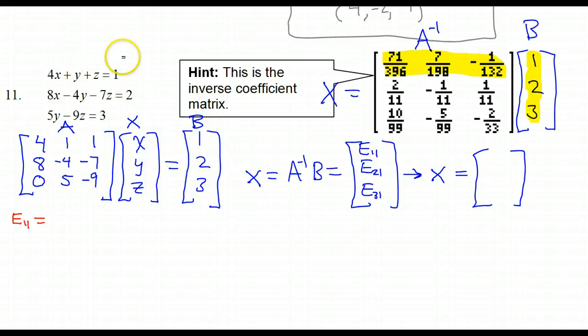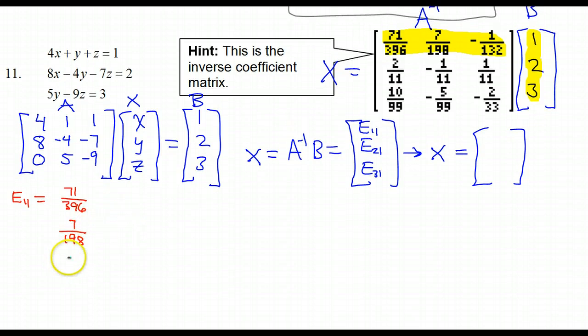So okay, there's no way around it. This is going to be a little bit ugly, but that's okay. Don't be scared. So this is going to be 71 over 396, and then 7 over 198, and then negative 1 over 132. Okay, that is row 1.